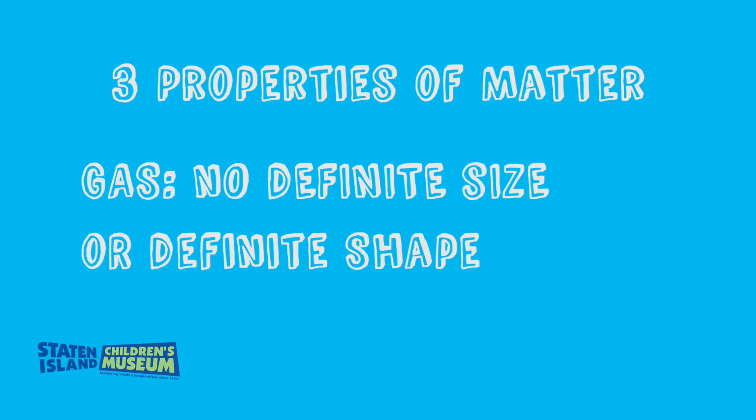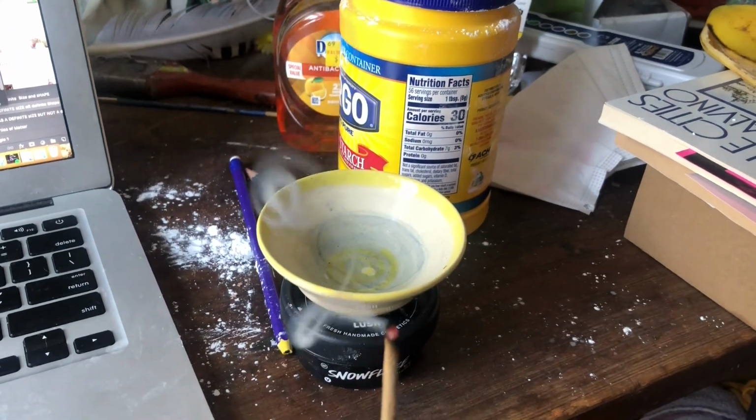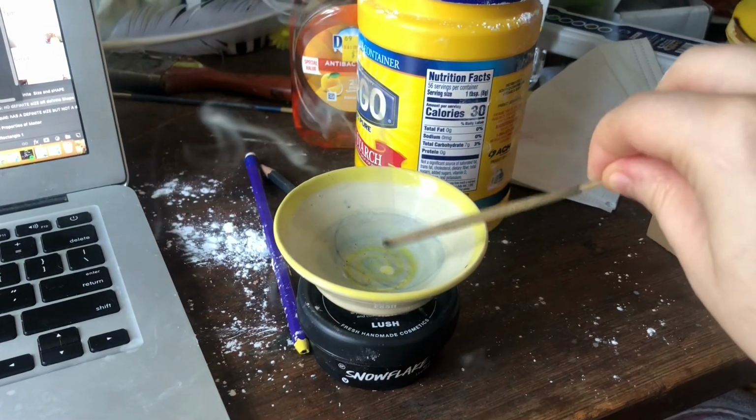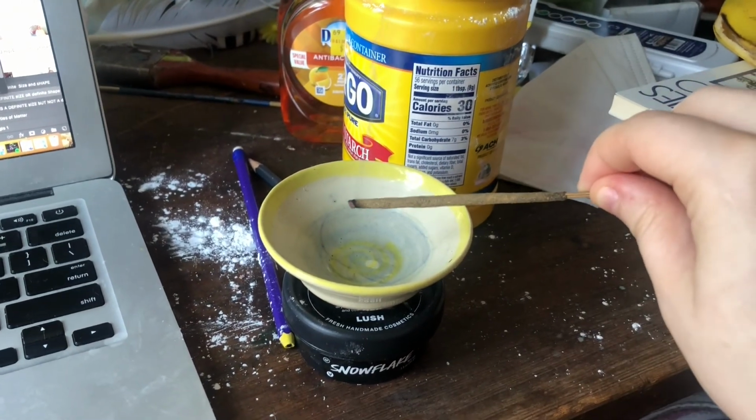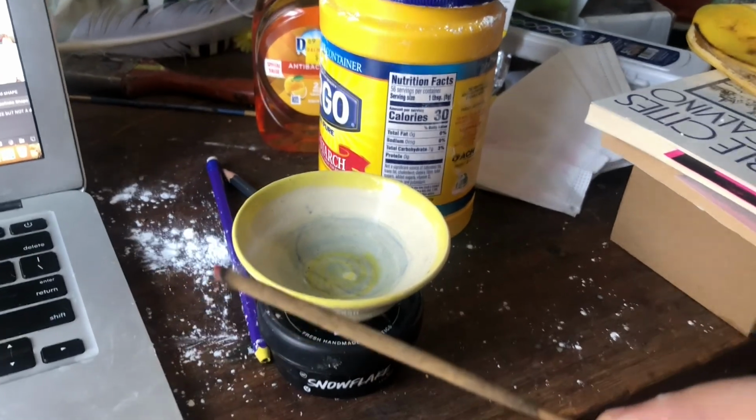And last but not least, our final property is gas. Gas has no definite size or definite shape. Gas is the air we breathe, or even the smoke. As you can see, when I try to hold the smoke over the bowl, it doesn't fit into the bowl, it doesn't try to conform to its shape, it doesn't change, it's free moving.